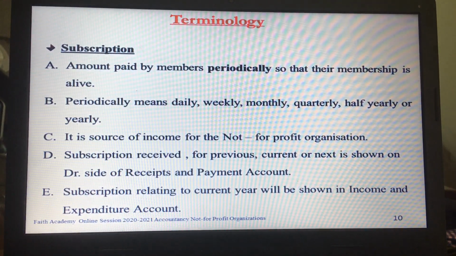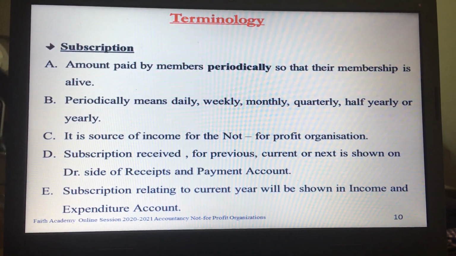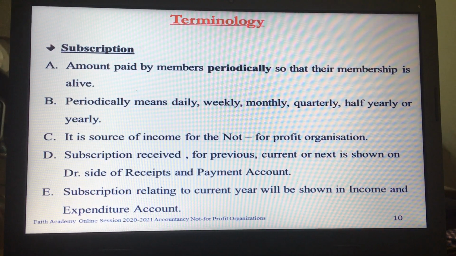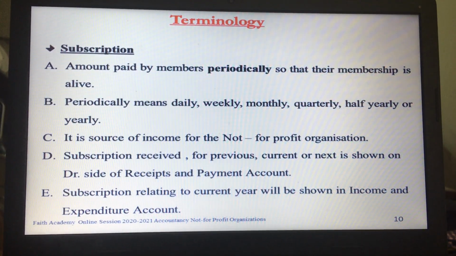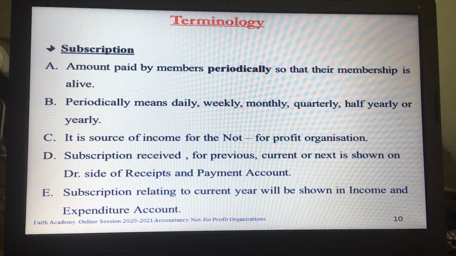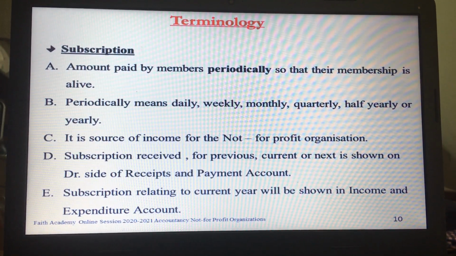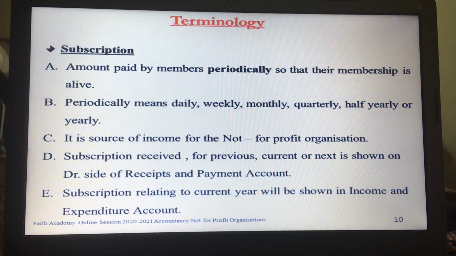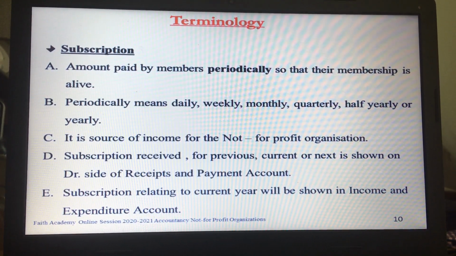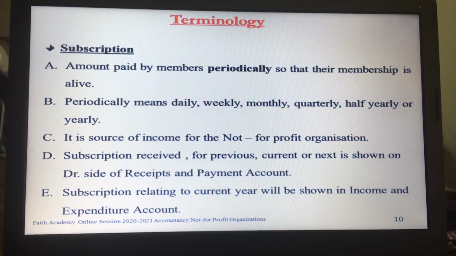Okay, so what goes in the receipt and payment account? We talked about receipt and payment account. It's an account which is maintained on cash basis. It is an account which takes into consideration the amount received irrespective of the year it is pertaining to. So whatever amount of subscription is received, whether it relates to previous year, current year, or next year, in the current year will be taken to the debit side of the receipts and payment account.